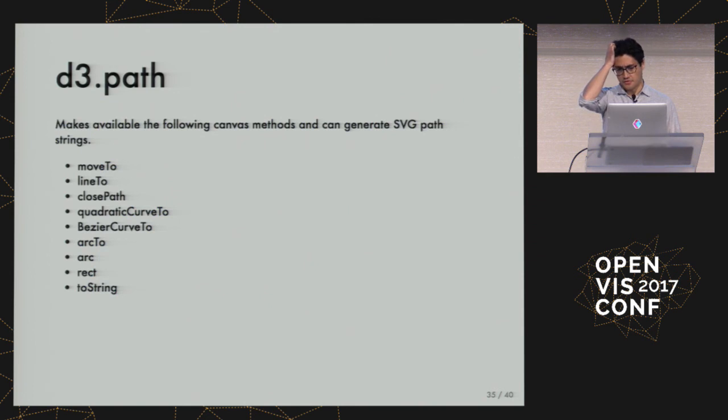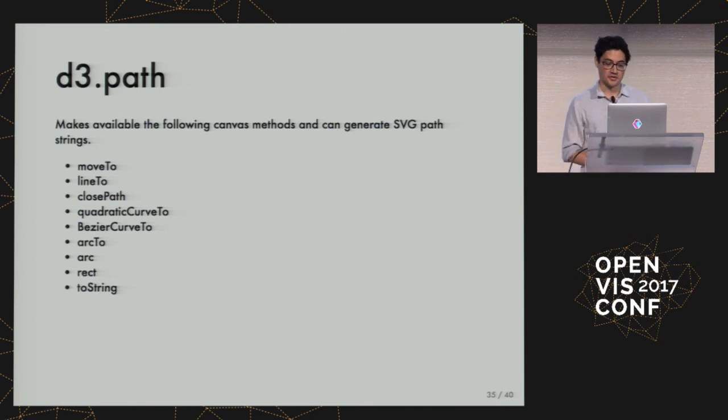D3 path in version 4, I think it's a new utility. I forget, actually. But it makes available these canvas methods. So these are all methods that are available on the canvas. And if you use them in D3 path instead, it can still render it to a canvas and basically do that. If you're only using canvas, there's not a big reason maybe to use it. At least I can't think of one off the top of my head.